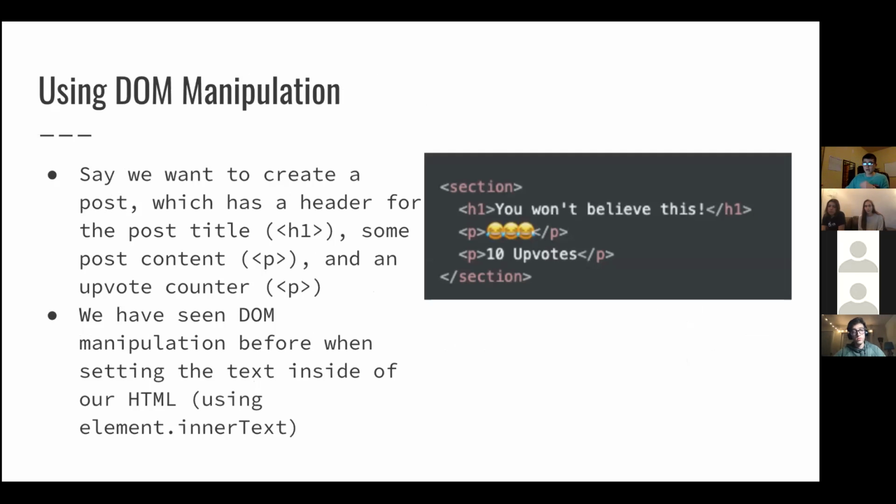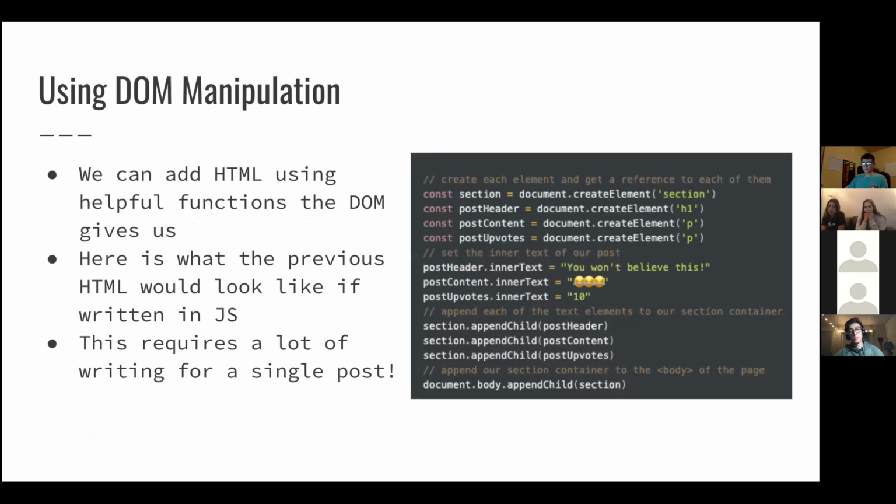But yeah, what if we literally want to add a chunk of HTML to our page? Well, then we can actually do this, and we can actually add HTML using functions that the DOM provides us. And so you can see on the right here that we're actually creating all of this HTML using JavaScript. And so you just do some document.createElement calls to create your elements, set the inner text by accessing the inner text property of each of these variables, appending it to the section tag, and then appending that section tag to our DOM as a child tag.